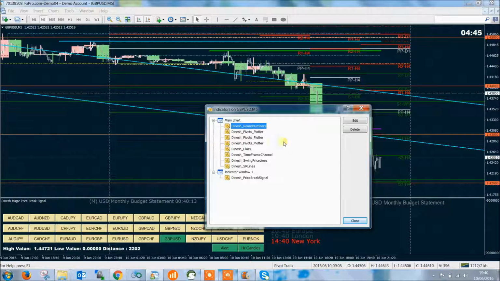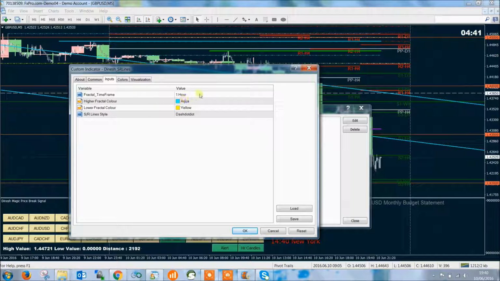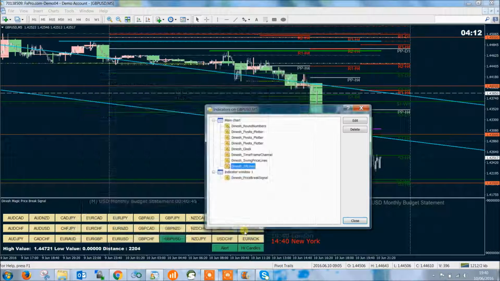Let's go to the next one. SR lines. This is basically the multi-time frame fractal lines. These are simple, easy to understand parameters. What color you want to have, what lower fractal color you want to have, and SR lines dash dot dot or whatever. If you want to change it to some other way of representing it, you can change it. And also the time frame. PBS uses only the 1 hour time frame, so just leave it as the default parameter. Don't change it. Click OK.